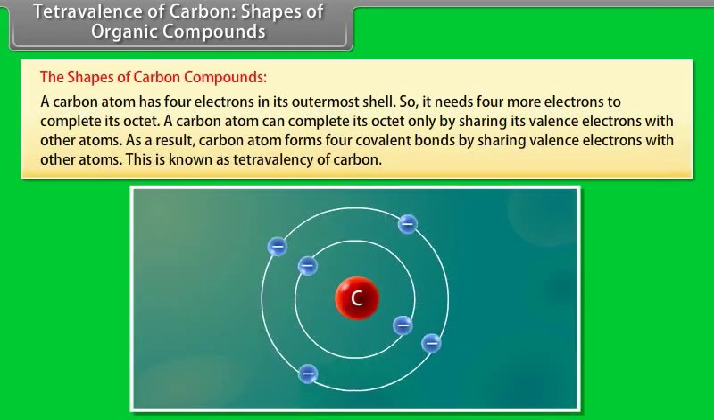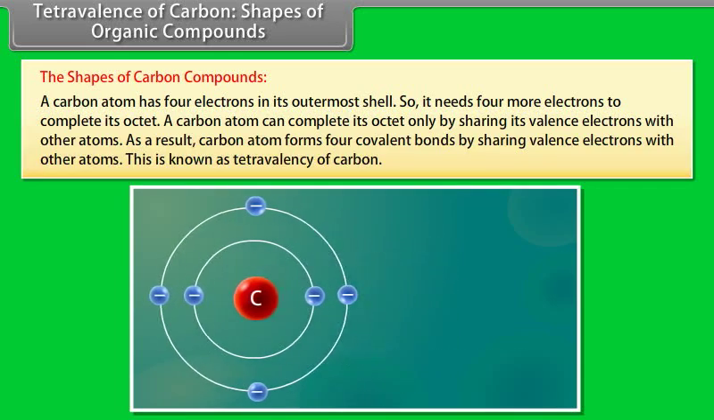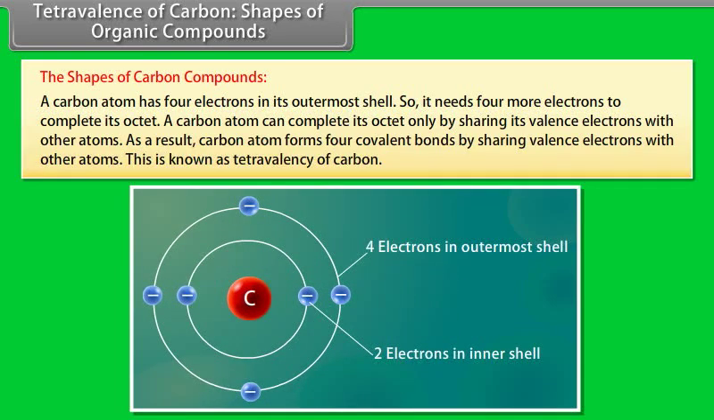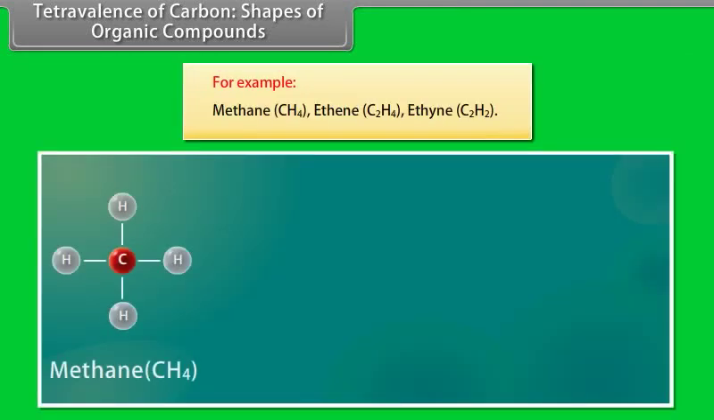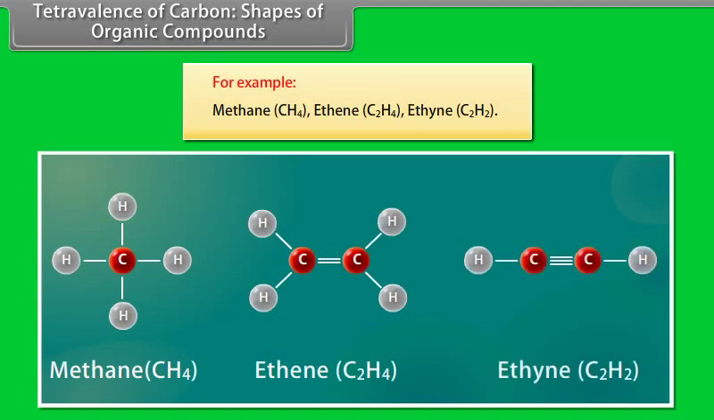A carbon atom has 4 electrons in its outermost shell, so it needs 4 more electrons to complete its octet. A carbon atom can complete its octet only by sharing its valence electrons with other atoms. As a result, a carbon atom forms 4 covalent bonds by sharing valence electrons with other atoms. This is known as tetravalency of carbon. For example, methane, ethene, ethyne.